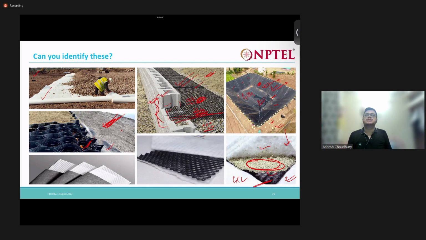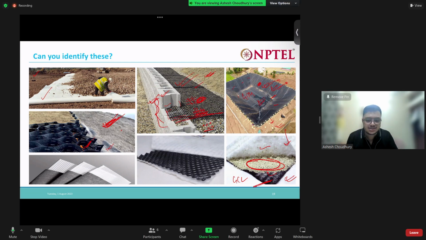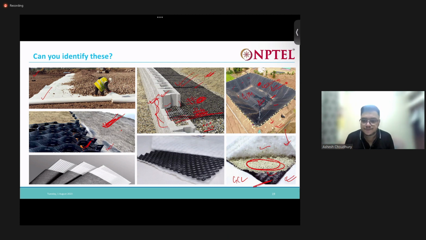It can also be used for defense purposes, right? In war, military people can rapidly construct a bunker or a barrier wall which can save them from blasts. They can easily construct a barrier using this geocell. So this geocell is widely used. All of these geosynthetic materials are still widely used nowadays.